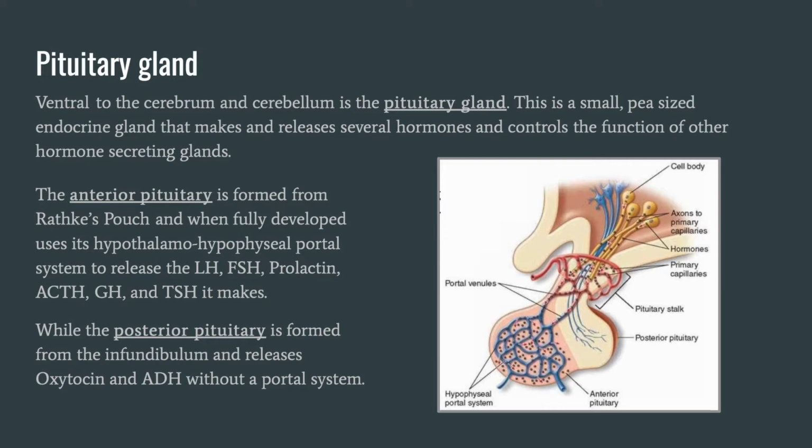It includes 2 different aspects, the anterior and posterior. The anterior is formed from Rathke's pouch, and when fully developed, uses the hypothalamo-hypophyseal portal system to release luteinizing hormone, follicle-stimulating hormone, prolactin, ACTH, growth hormone, and thyroid-stimulating hormone. While the posterior pituitary is formed from the infundibulum and releases oxytocin and antidiuretic hormone without a portal system.